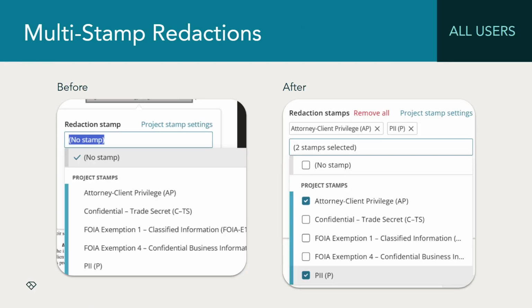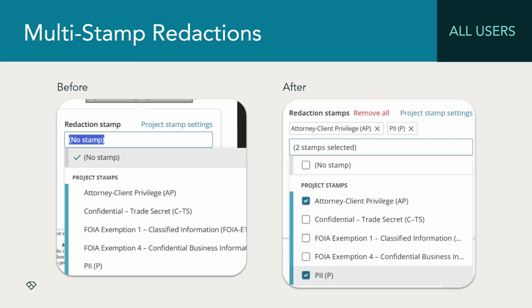The second feature is going to be really helpful for users who have to apply a lot of redaction stamps. And just like the other one, this is available to all users on a project. Now you have the ability to apply multiple stamps to a single redaction. Before, folks had to use custom stamps if they needed to indicate multiple reasons why content was redacted. But now you can just select all of the appropriate options from the available list, and that should save hopefully quite a bit of time for the folks that do these kinds of redactions.